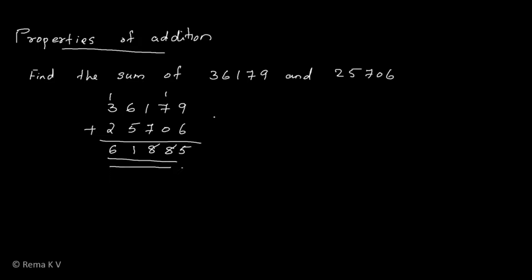Now let us change the order of this one. Here it is 36,179 written first. Let us change the order now and see what happens here. 25,706 plus 36,179. Let us add these two numbers.